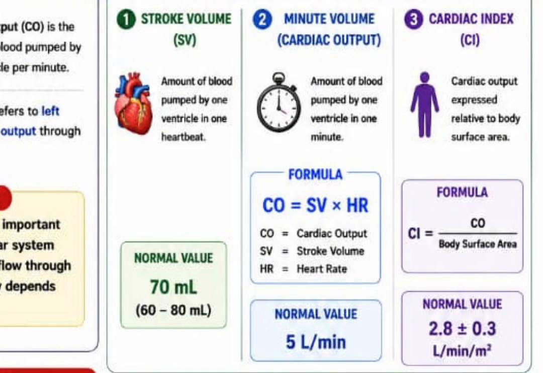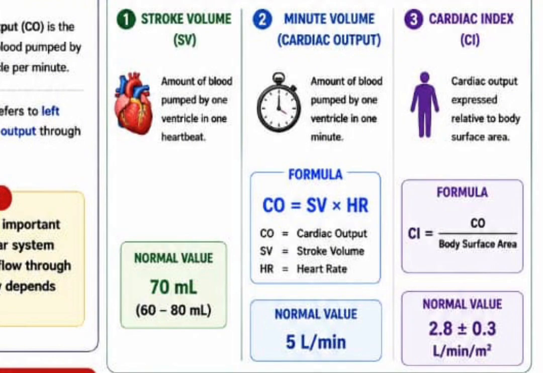So when I am increasing the total body surface area, I can also increase the cardiac output. Somebody that is big needs more oxygen, needs more blood, which means the higher the body surface area, the higher the cardiac output. But the higher the body surface area, the lower the cardiac index. And the normal value here is 2.8 plus or minus 0.3 liters per minute per meter square.